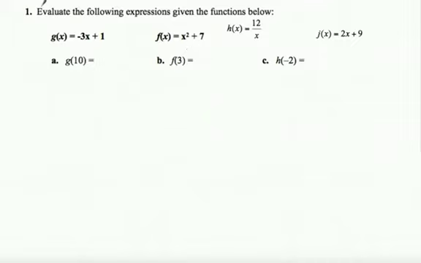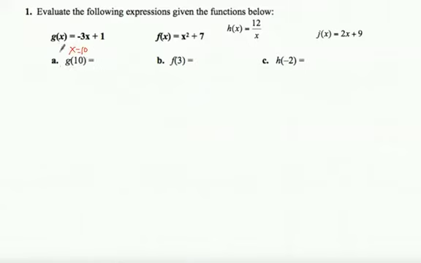If we look at number 1, it asks us to evaluate the following expressions using the functions below. So we see g of x equals negative 3x plus 1, f of x equals x squared plus 7, and h of x equals 12 divided by x. On the first part of this question, A, it asks us to find g of 10. If I look at how this is written, I see that this 10 is in the place of that x right there. All I'm doing is saying that x is equal to 10.